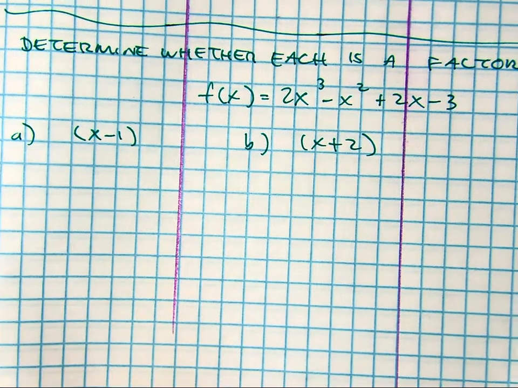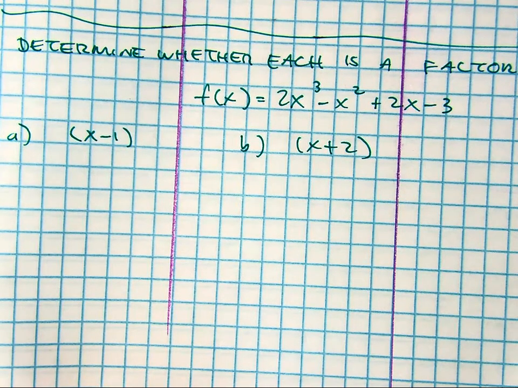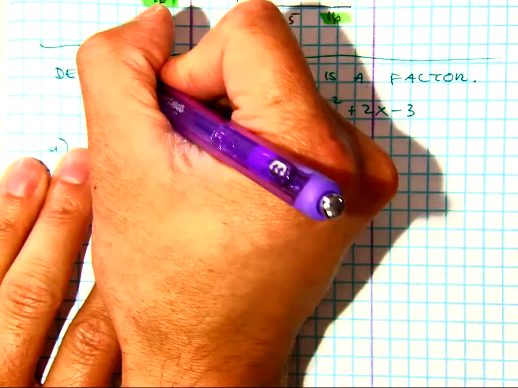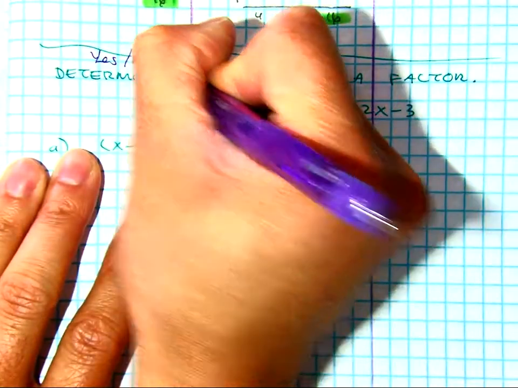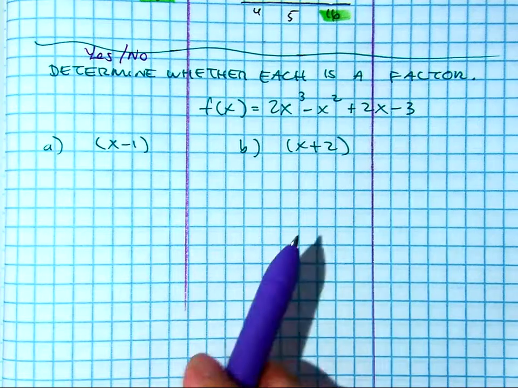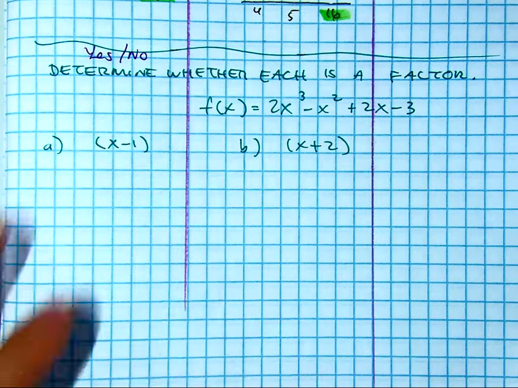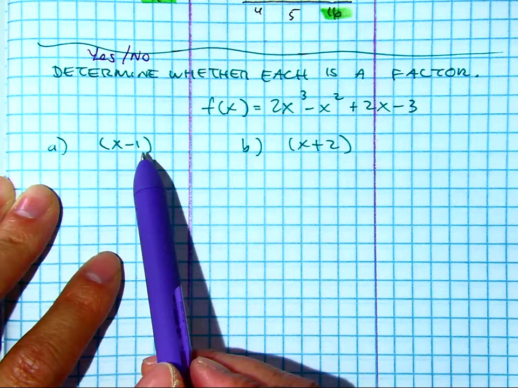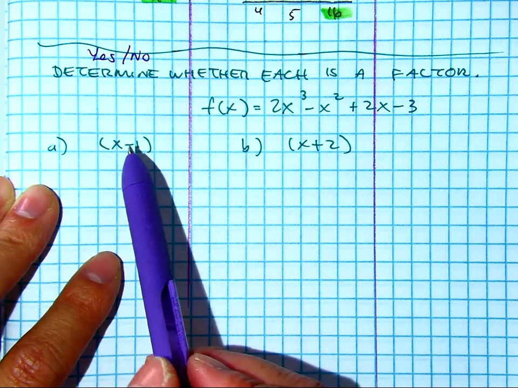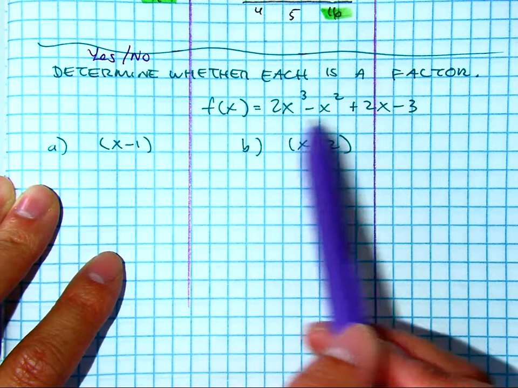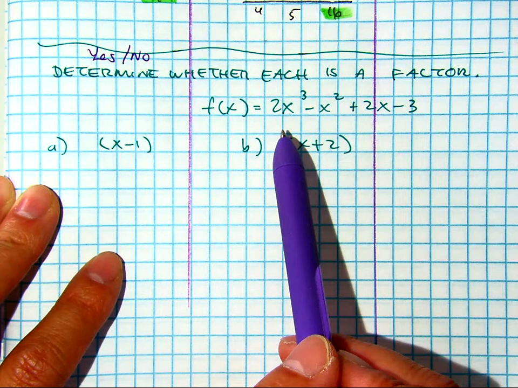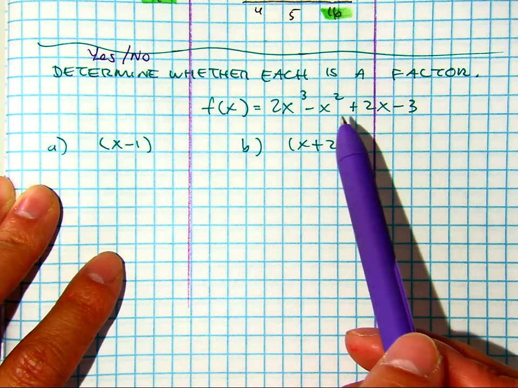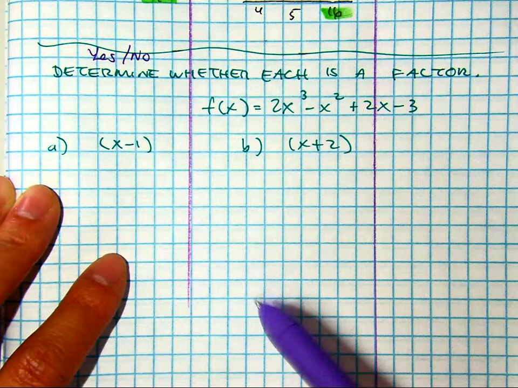Alright, in this example, it tells us to determine whether each is a factor. So determine is a yes or no question. And they give us a polynomial function, and then they give us a binomial. So we just learned about the factor theorem: if I use long division, synthetic division, or the remainder theorem, and the remainder is equal to 0, then it's going to be a factor. And if it's not equal to 0, then it's not going to be a factor.